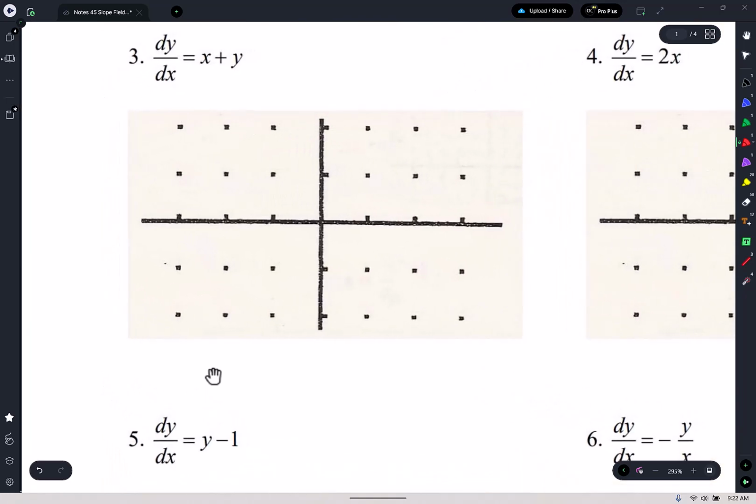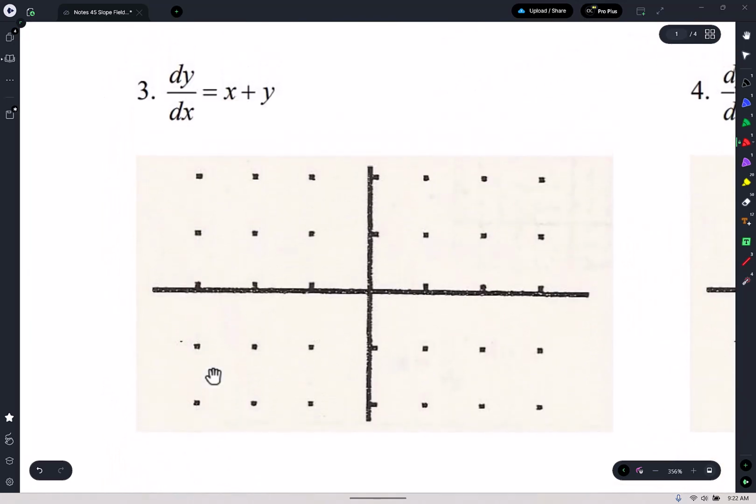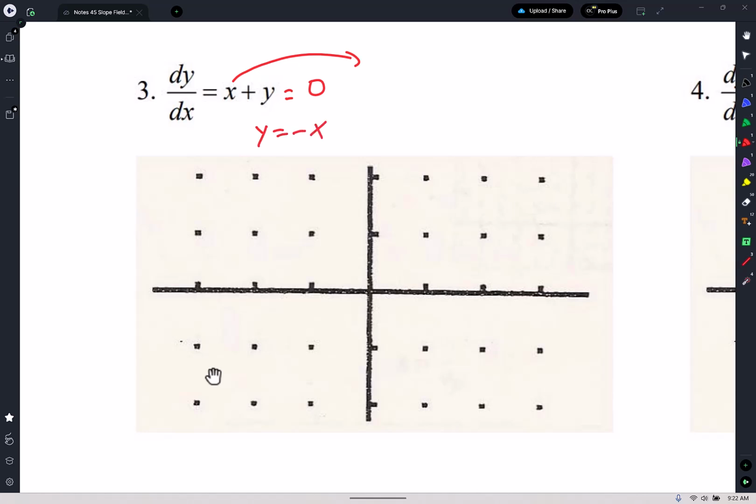Number 3. This one says x plus y. We're going to go slow with this one. The easiest way to teach this one, in my opinion, is what I tell my consultants, my teachers. I always tell them to graph where x plus y equals 0. So notice if I move that x to the right, you get y equals -x. So at y equals -x, I better have slopes of 0. So what does that mean? At the origin, 0. At -1, 1, 0.